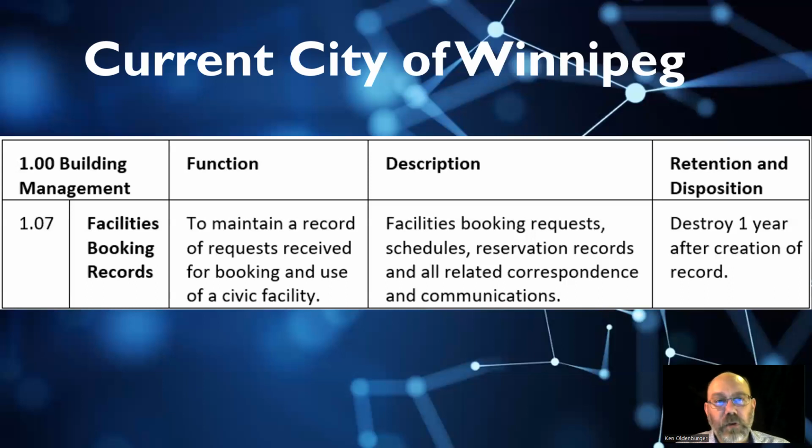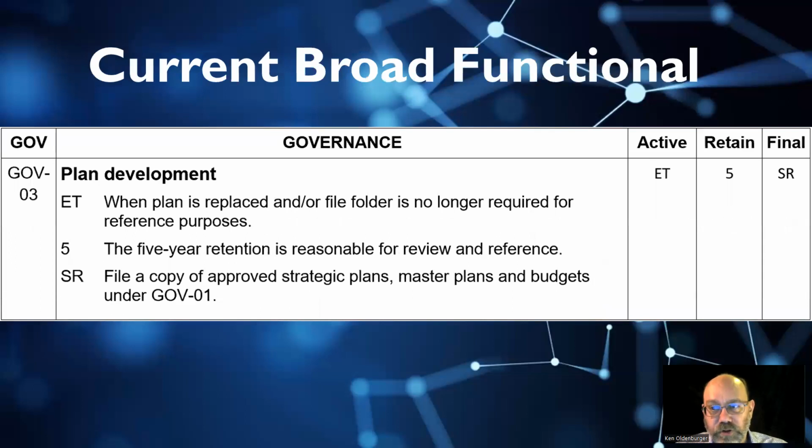All right, so let's look at the current broad functional classification system. Again, we have a newly created plan development file. It gets classification code of gov-03. It's now a plan development file folder. Bob's your uncle. So we move on, and the very nice thing is that we have 3 columns here, which is reminiscent of the BC government's, but there's no bleed in between active and retain. Active is active, retain is retention.